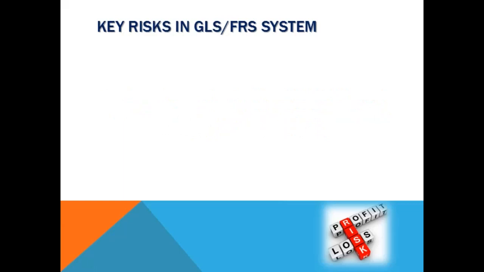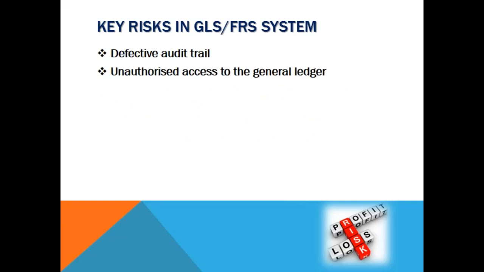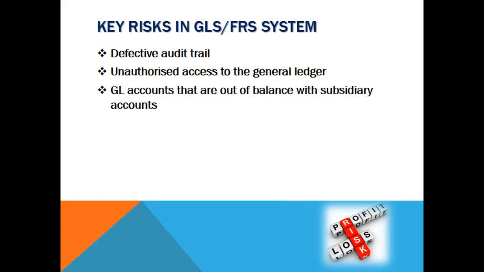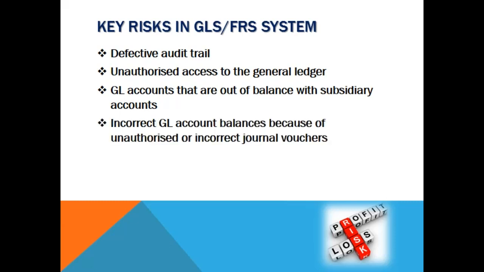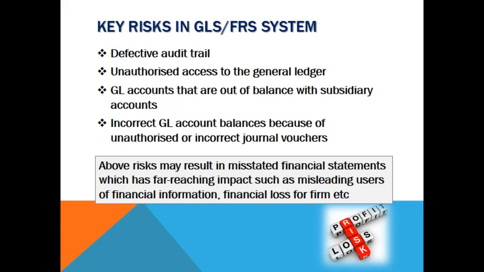The following are primary risks associated with the GLS and FRS. They are 1. Defective audit trails, 2. Unauthorized access to the general ledger, 3. GL accounts that are out of balance with the subsidiary accounts, and the last one is inaccurate GL account balances because of unauthorized or incorrect journal vouchers. Now, the above risks, if not managed, may result in misstated financial statements which have far-reaching impacts, such as misleading users of financial information and, in the end, financial loss for the firm.